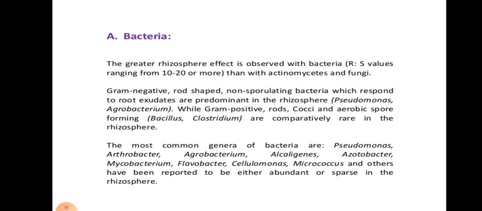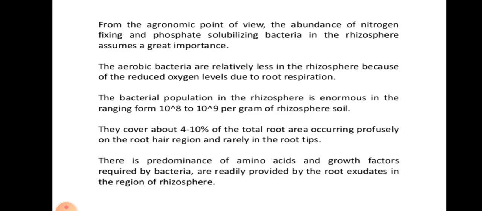Gram-negative, rod-shaped, non-sporulating bacteria, which respond to root exudates, are predominantly in the rhizosphere, like Pseudomonas and Agrobacterium, while gram-positive rods, cocci, and aerobic spore-forming bacteria like Bacillus and Clostridium are comparatively rare in the rhizosphere. The most common genera of bacteria are Pseudomonas, Arthrobacter, Agrobacterium, Alcaligenes, Azotobacter, Mycobacterium, Flavobacterium, Cellulomonas, Micrococcus, and others have been reported to be either abundant or sparse in the rhizosphere.